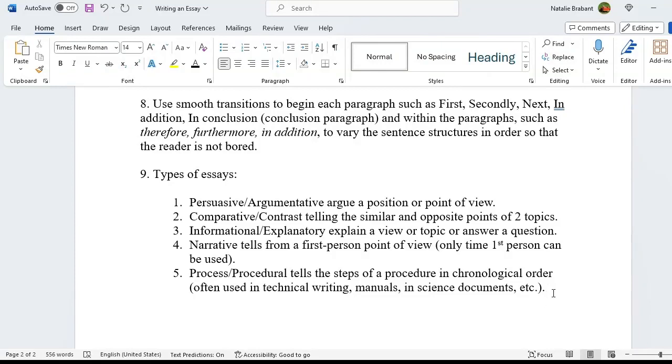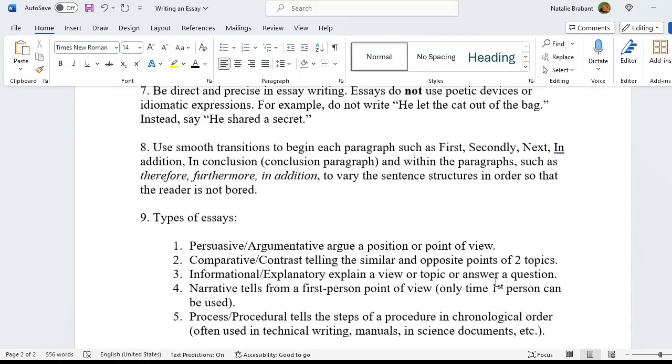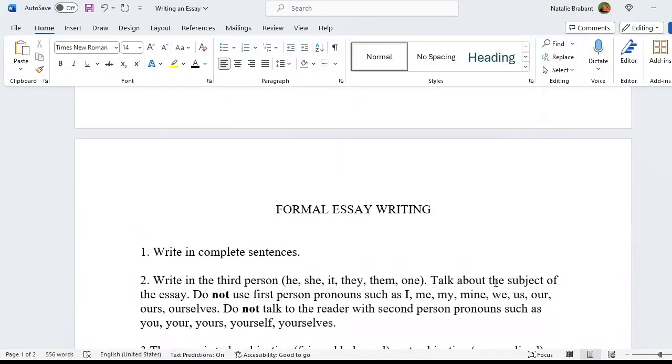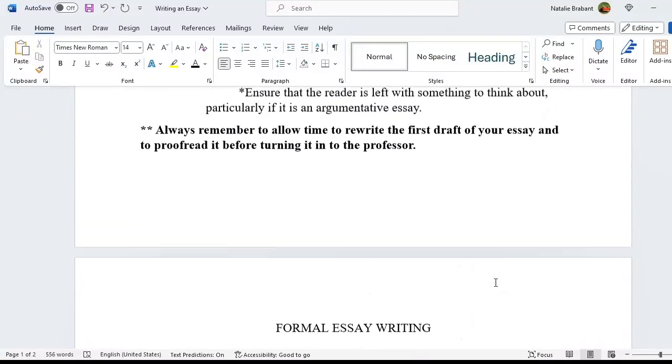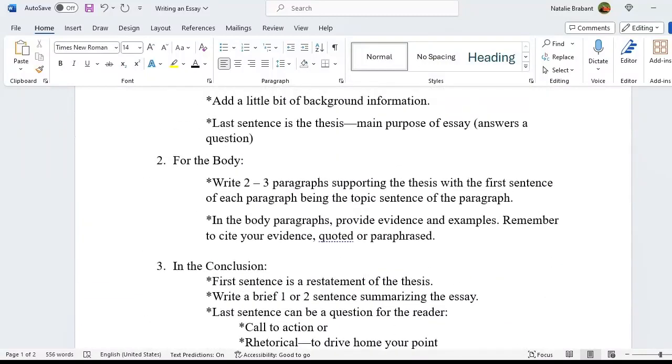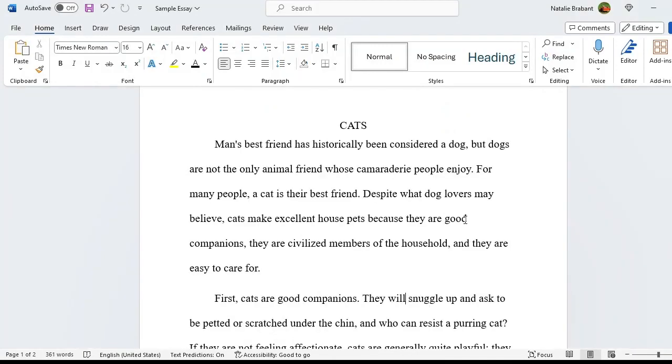in science documents, etc. So now that we've discussed how to write an essay, what should be in an essay, we are going to go ahead and look at a very simple essay. As you can tell by the title, it's about cats. And let's check the first line and see if this is a good hook. Man's best friend has historically been considered a dog.